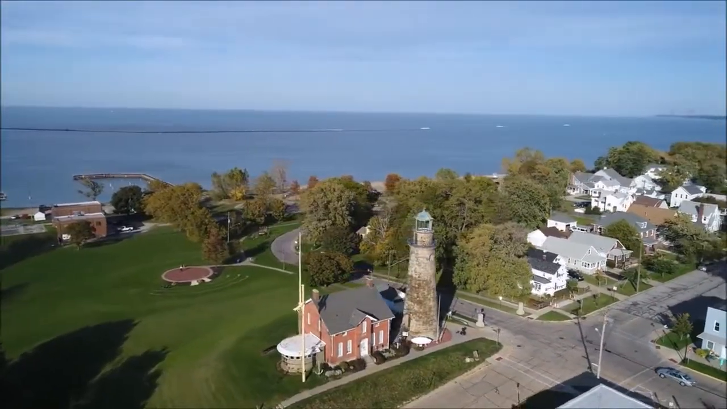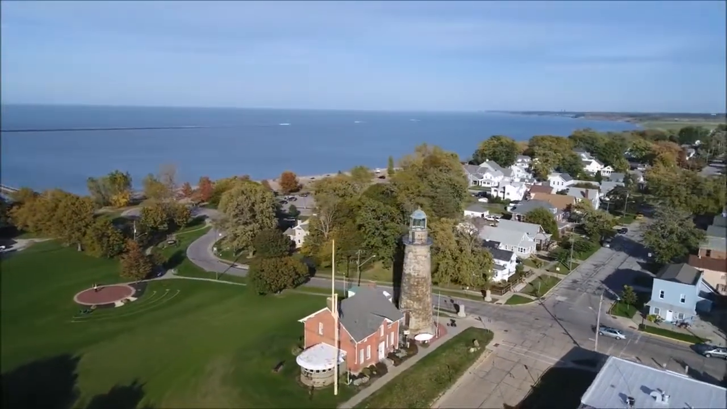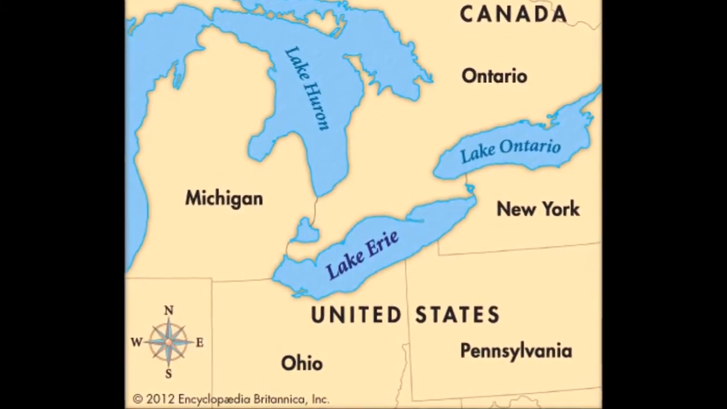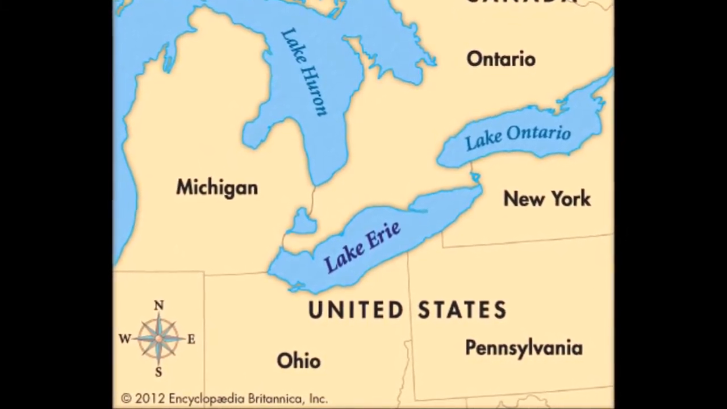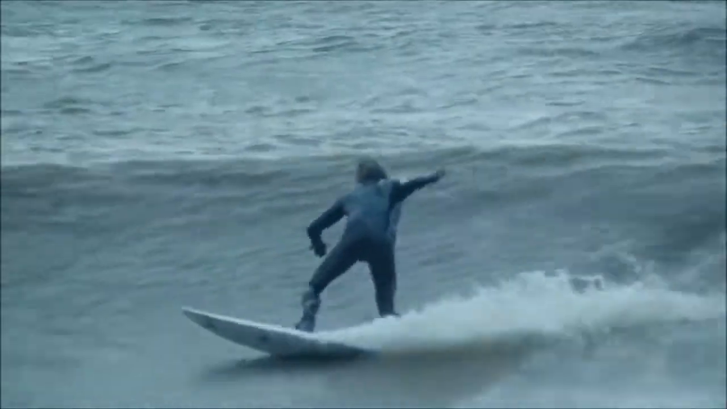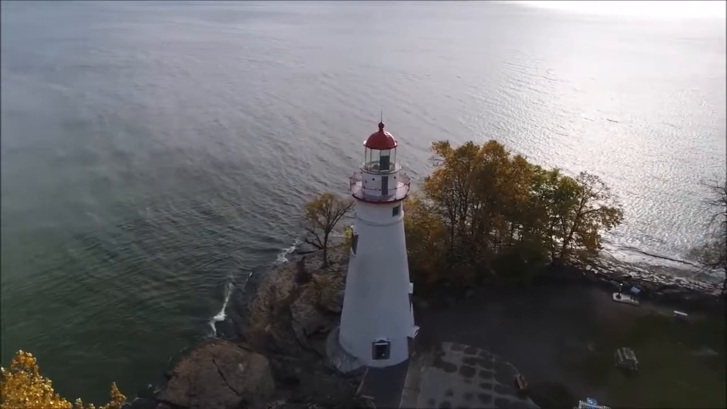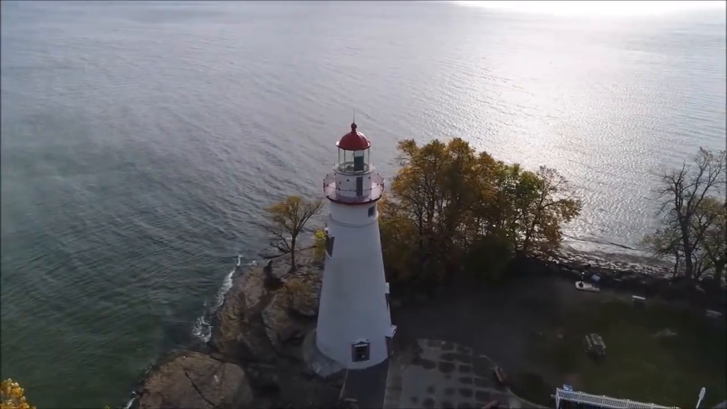Lastly, Lake Erie. It is located at 42 north and 81 west, north by Ontario and south by Ohio, Pennsylvania, and New York, and west by Michigan. It is the fourth largest lake but the smallest by volume of all the Great Lakes. Its outflow provides Canada and the United States hydroelectric power.